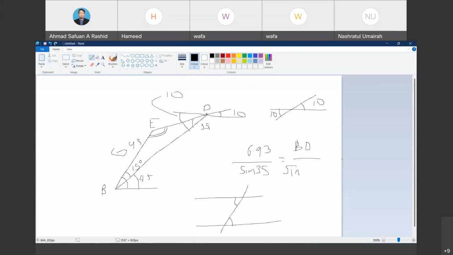So the total of a full triangle's degrees is 180. So 180 minus 35 and then minus 15, we obtain 130. So then we can get the BD value.